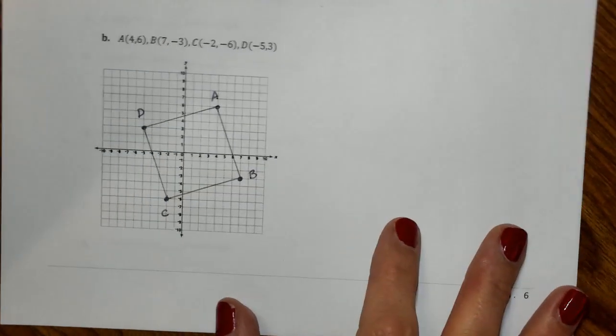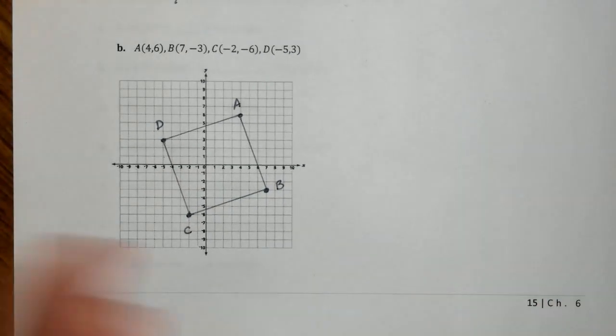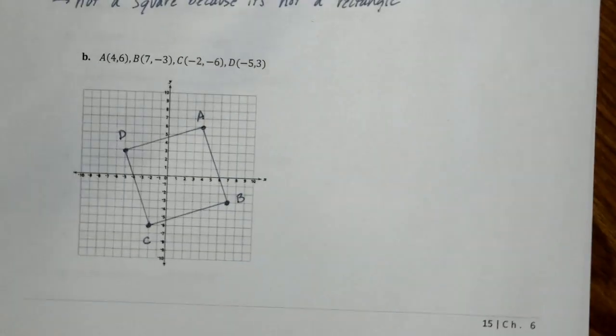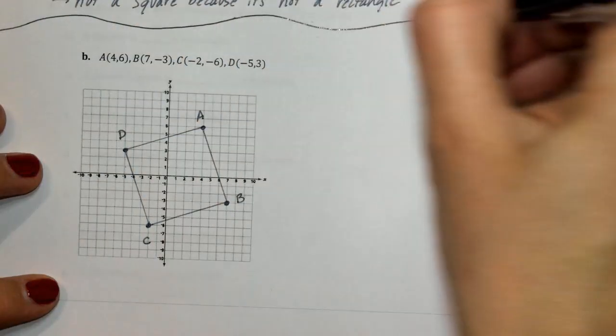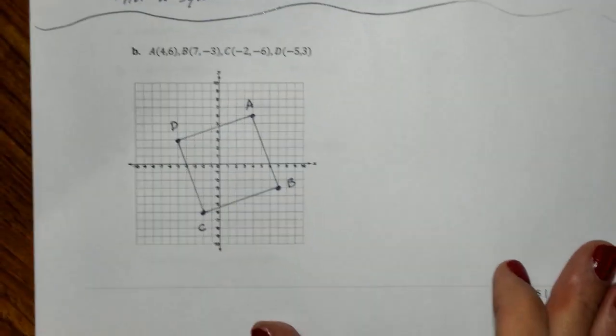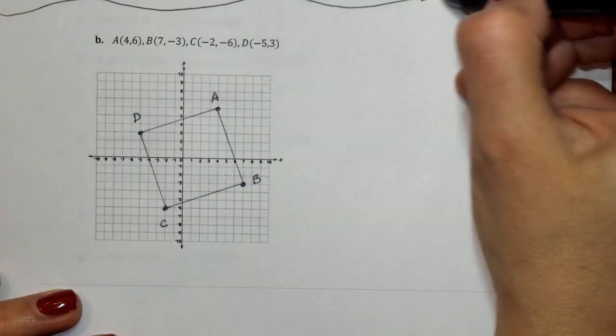On B, go ahead and plot the points and label them and connect them, please, so that we can find slopes. I've already done that here, as you can tell. Draw a line. Another pen about to run out.